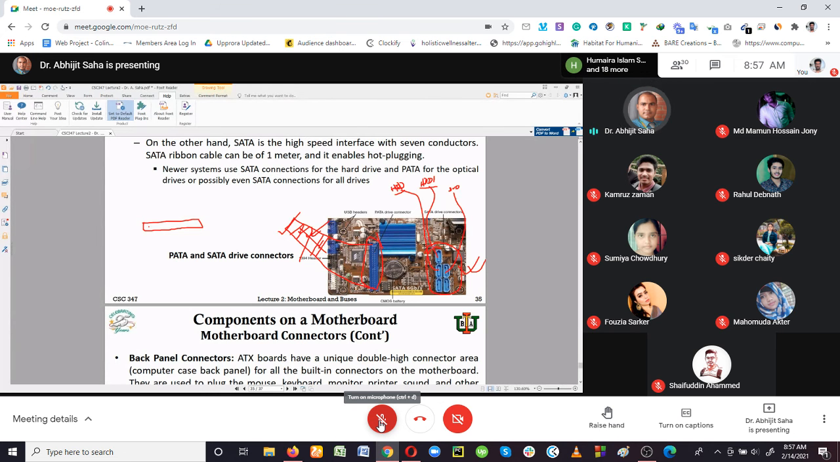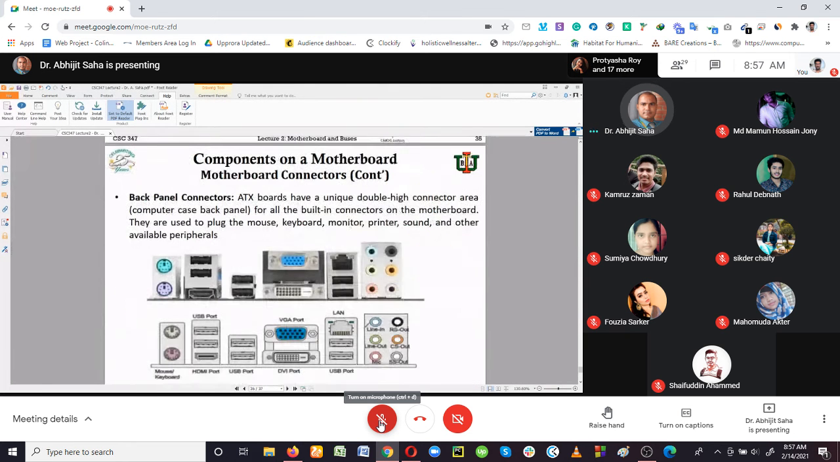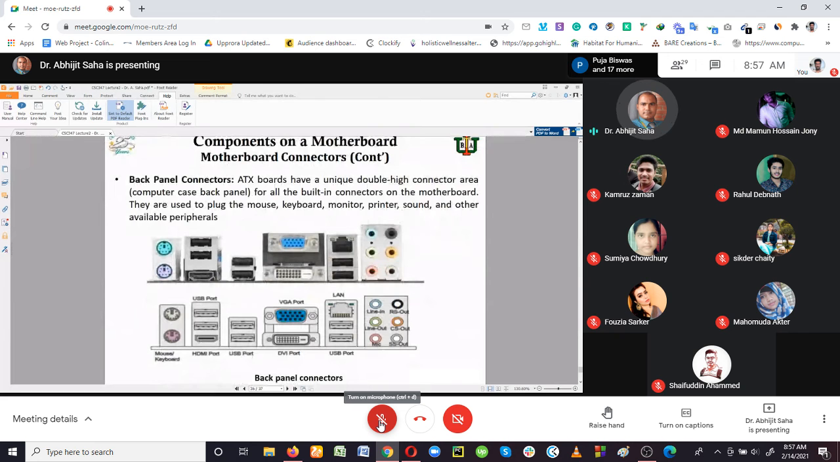If you're seeing this type of connector, you should remember that when you're dealing with a new computer system, you have to find out what type of connector your hard disk or DVD drive has. Based on that, you will use either the PATA cable or the SATA drive connector. In most cases these days you're going to see SATA. PATA is just avoided.